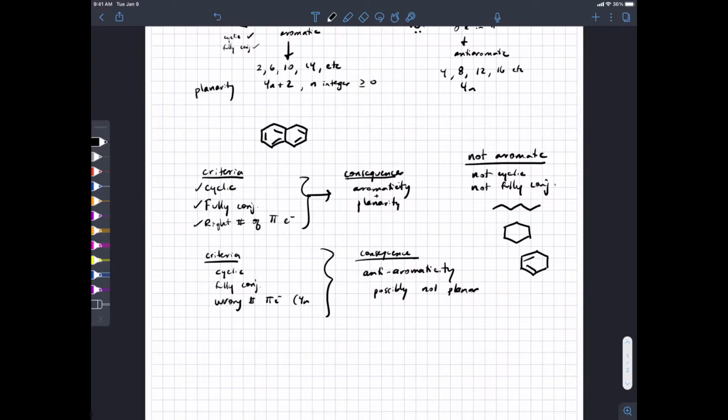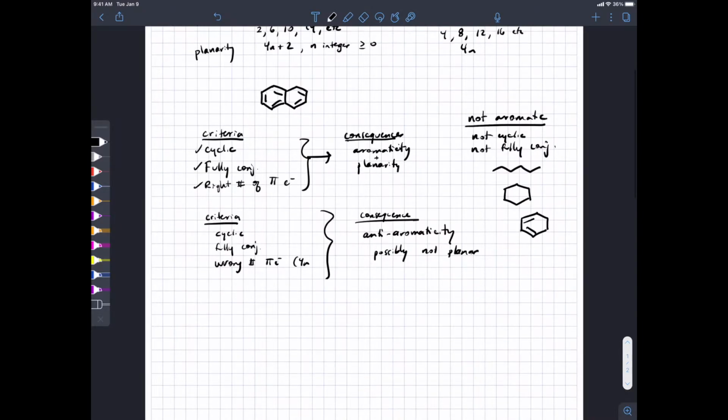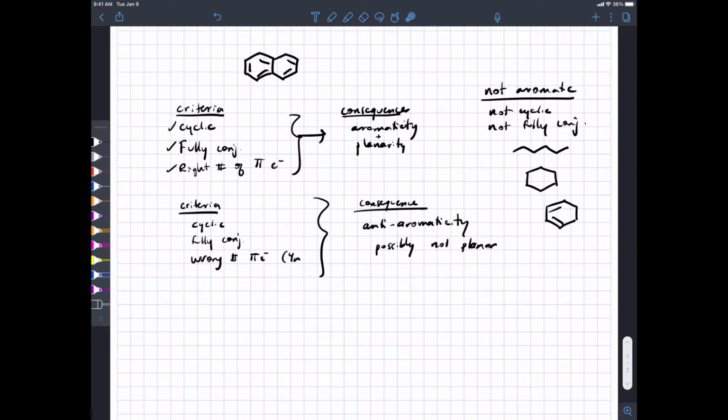Okay. Other questions? Yeah. So really, when we're thinking about whether a compound is anti-aromatic, we're looking at the number of pi electrons. That's right. If we want to determine whether a molecule is anti-aromatic, you're looking at the number of pi electrons. If a molecule is not cyclic or not fully conjugated, it can be neither aromatic nor anti-aromatic. It's just not aromatic.